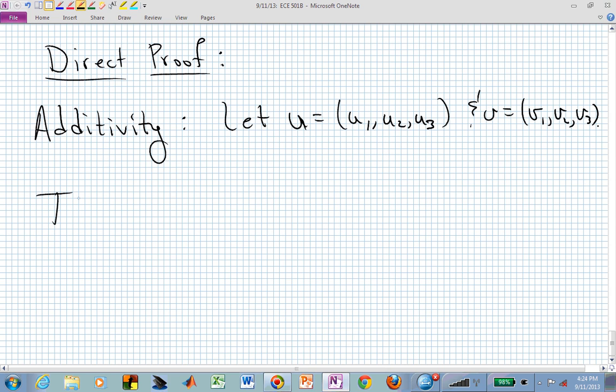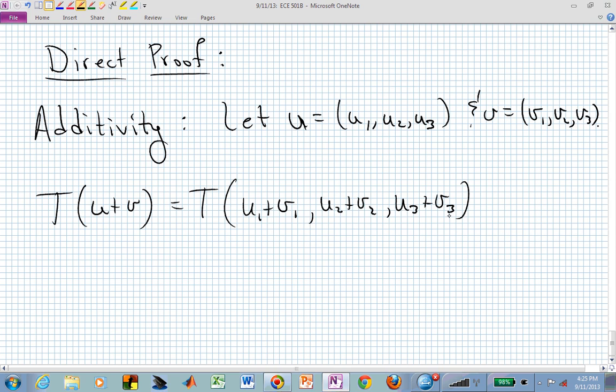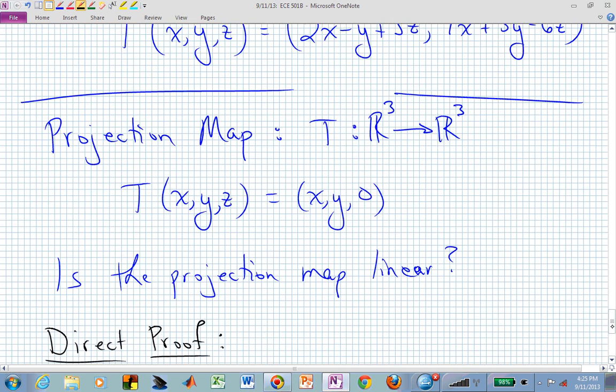Now we want to look at T of U plus V. And that is just going to be T of U1 plus V1, U2 plus V2, and U3 plus V3, by definition of adding those two vectors, U and V. By definition of this map that we're trying to show as linear, what's the result of operating on that 3-vector with T, by definition of how we defined our projection map?